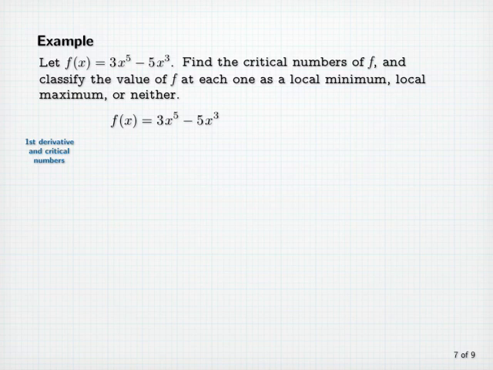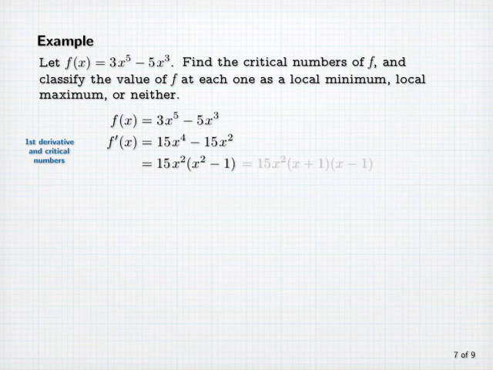Using the power rule, f' of x is 15x to the fourth minus 15x squared. Factoring gives us 15x squared times x squared minus 1, and further factoring gives us 15x squared times x plus 1 times x minus 1. So we conclude that the critical numbers of f are 0, -1, and plus 1. Now let's compute the second derivative.